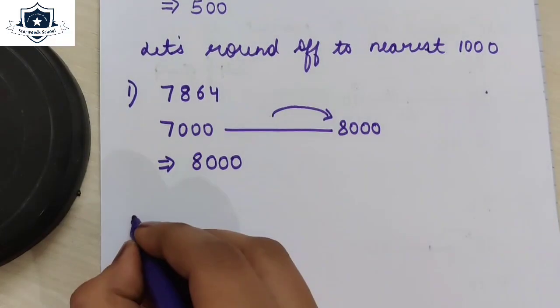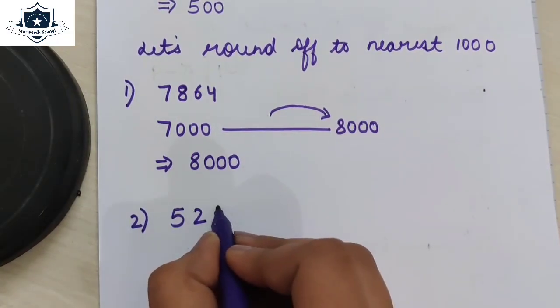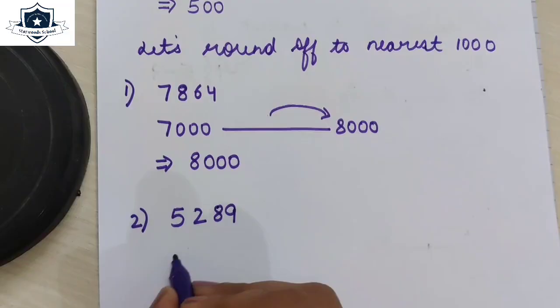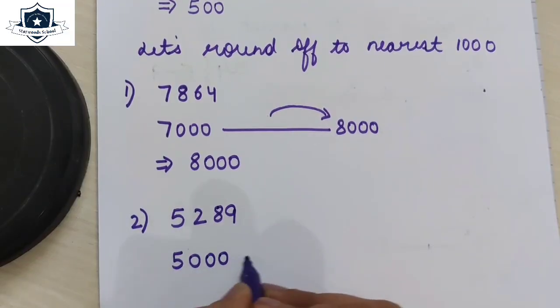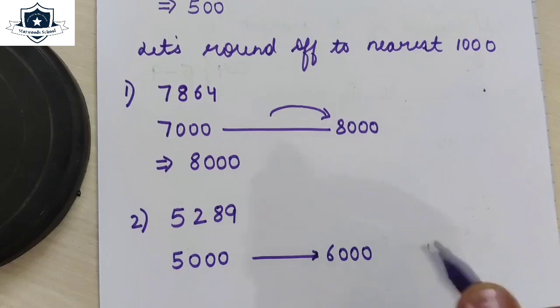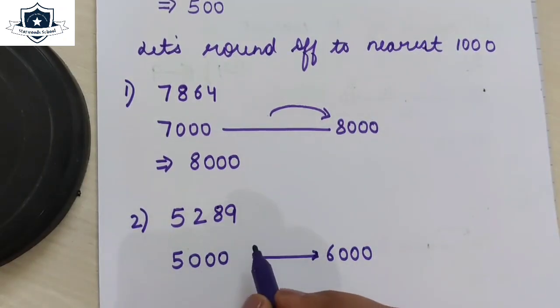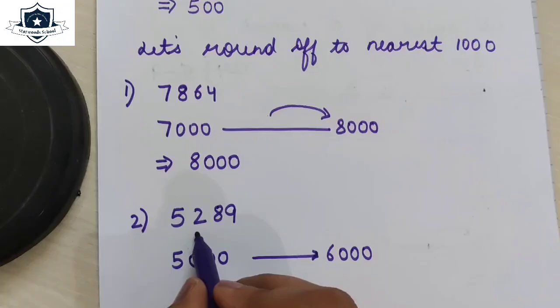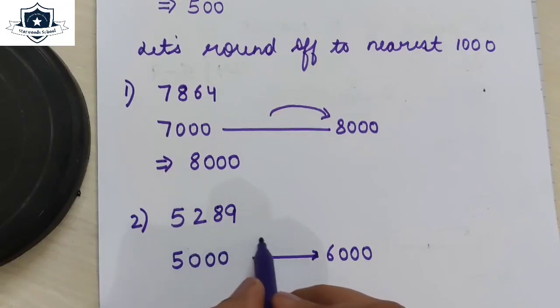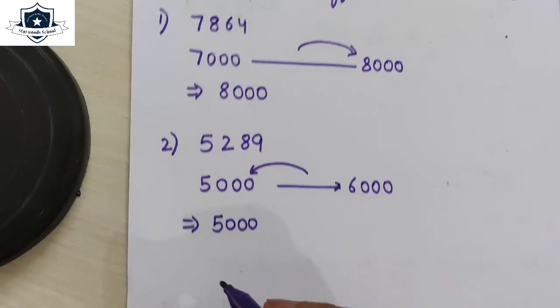Let's take up another example, 5289. Now the range is between 5,000 and 6,000. The 3 zeros are there, 3 places. We'll check which bracket it is in, the younger bracket, 0 to 4. So the number will jump off here. The nearest estimation would be 5,000.